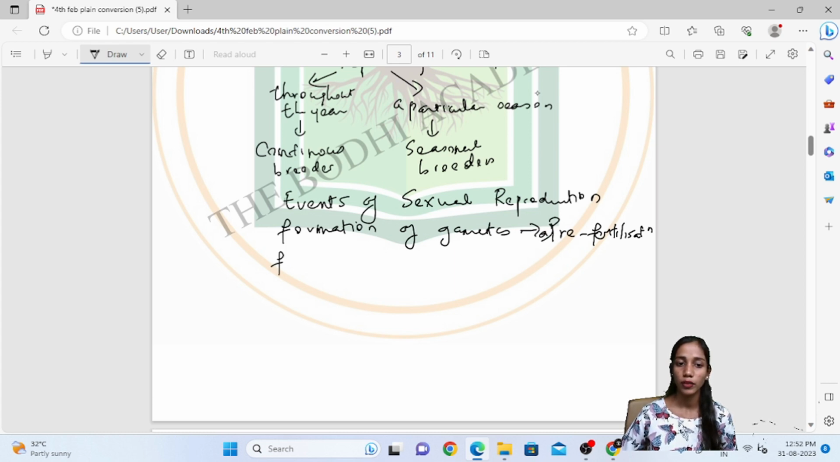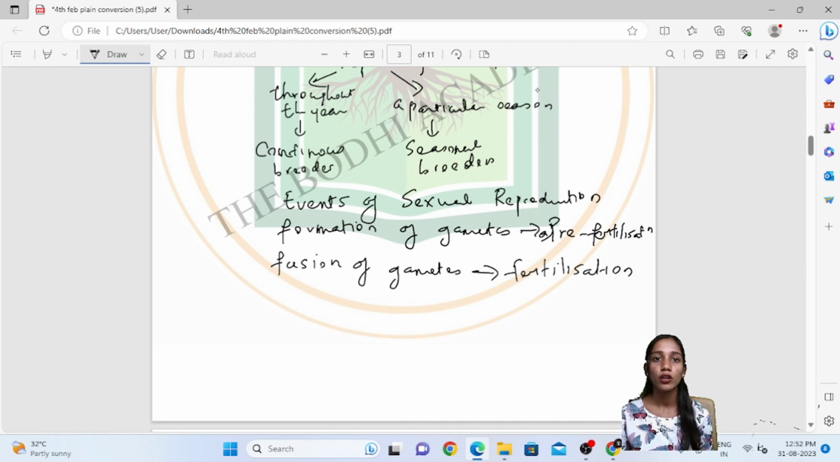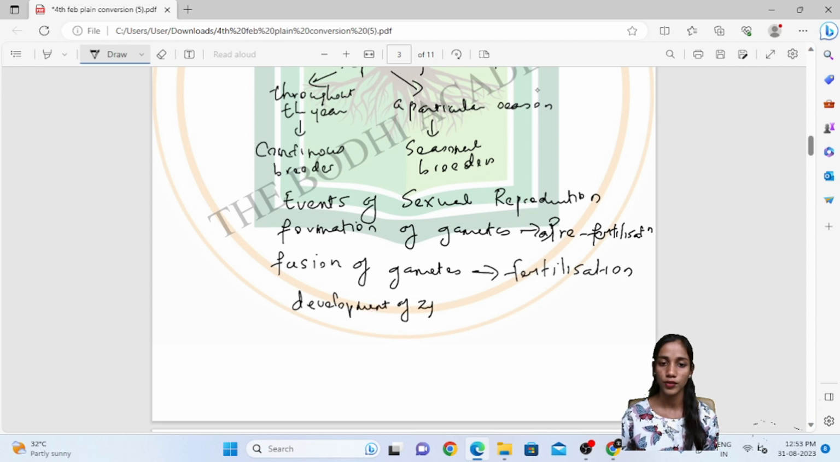Next we need fusion of gametes. This includes the fertilization, where the actual fertilization takes place. This will include the zygote formation also. Further, the development of the zygote and the processes after that are called the post-fertilization event.